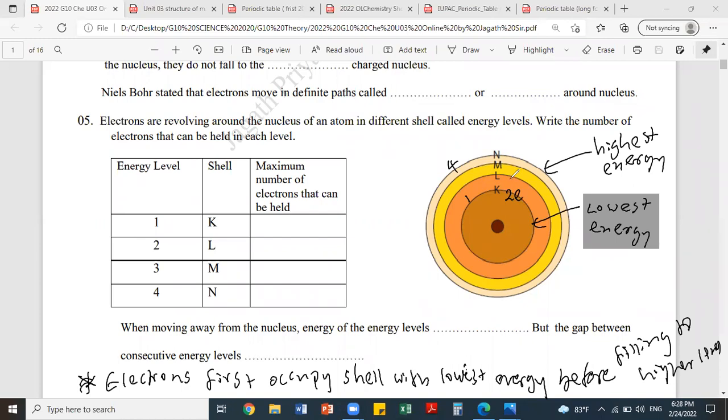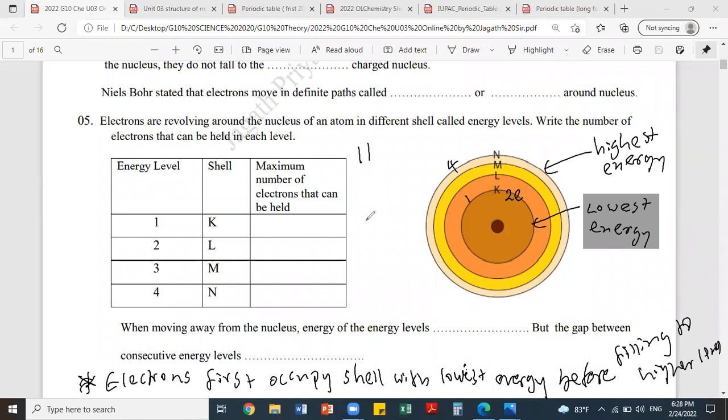After filling the first energy level with 2 electrons, the next electrons go to the next level. The second energy level can accommodate a maximum of 8 electrons. It can hold fewer than that also: if an atom has just 3 electrons, then 2 electrons go in the first level and 1 electron in the next level. That's how it goes.